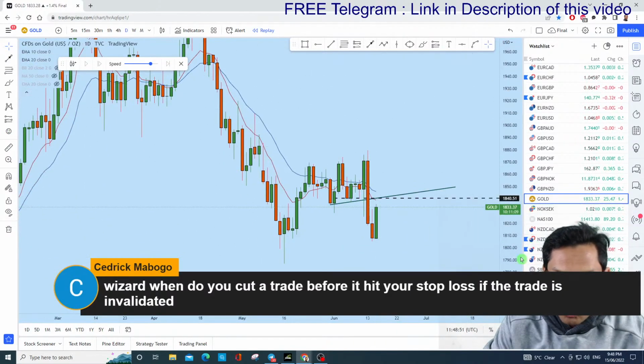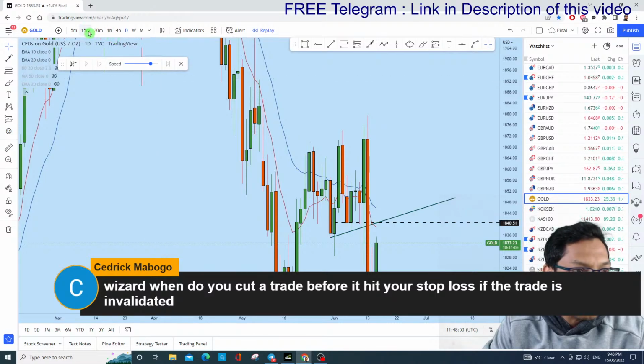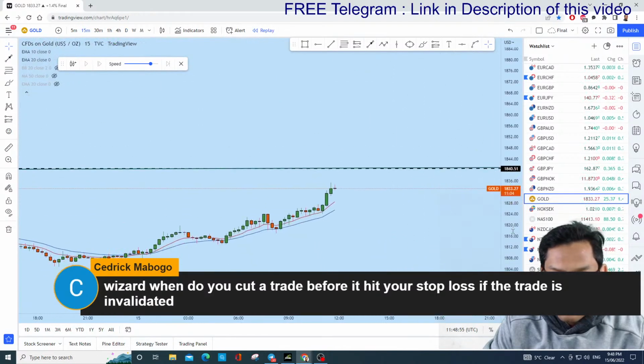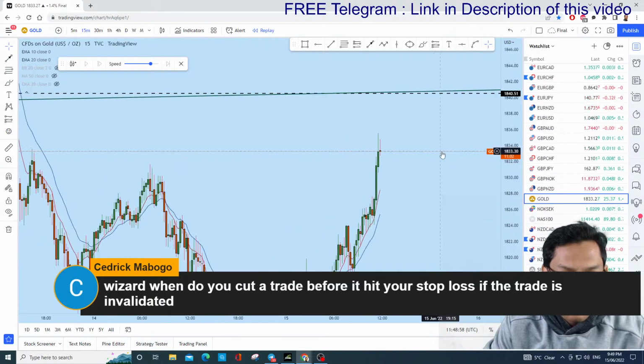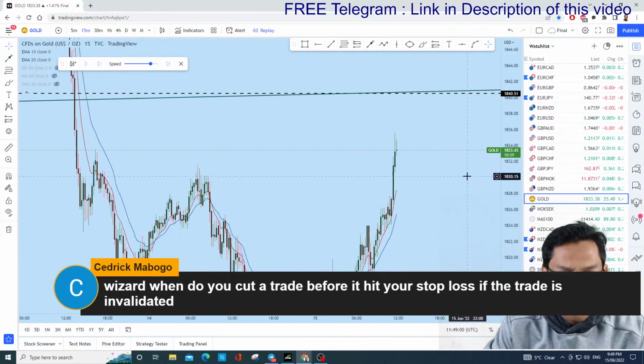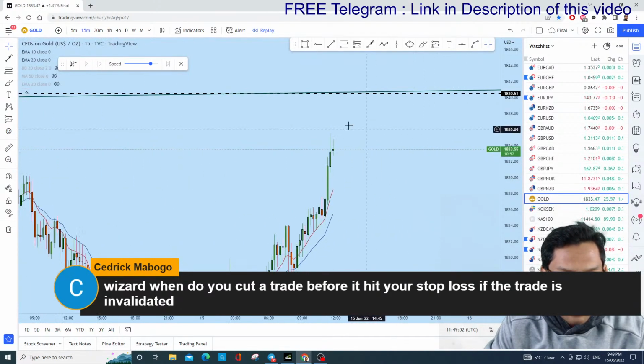Sometimes you need to cut the trade if you see that it's not going your way. And that's how you need to conduct your trading. Now let's come back to gold. Let's see what might happen with the gold.